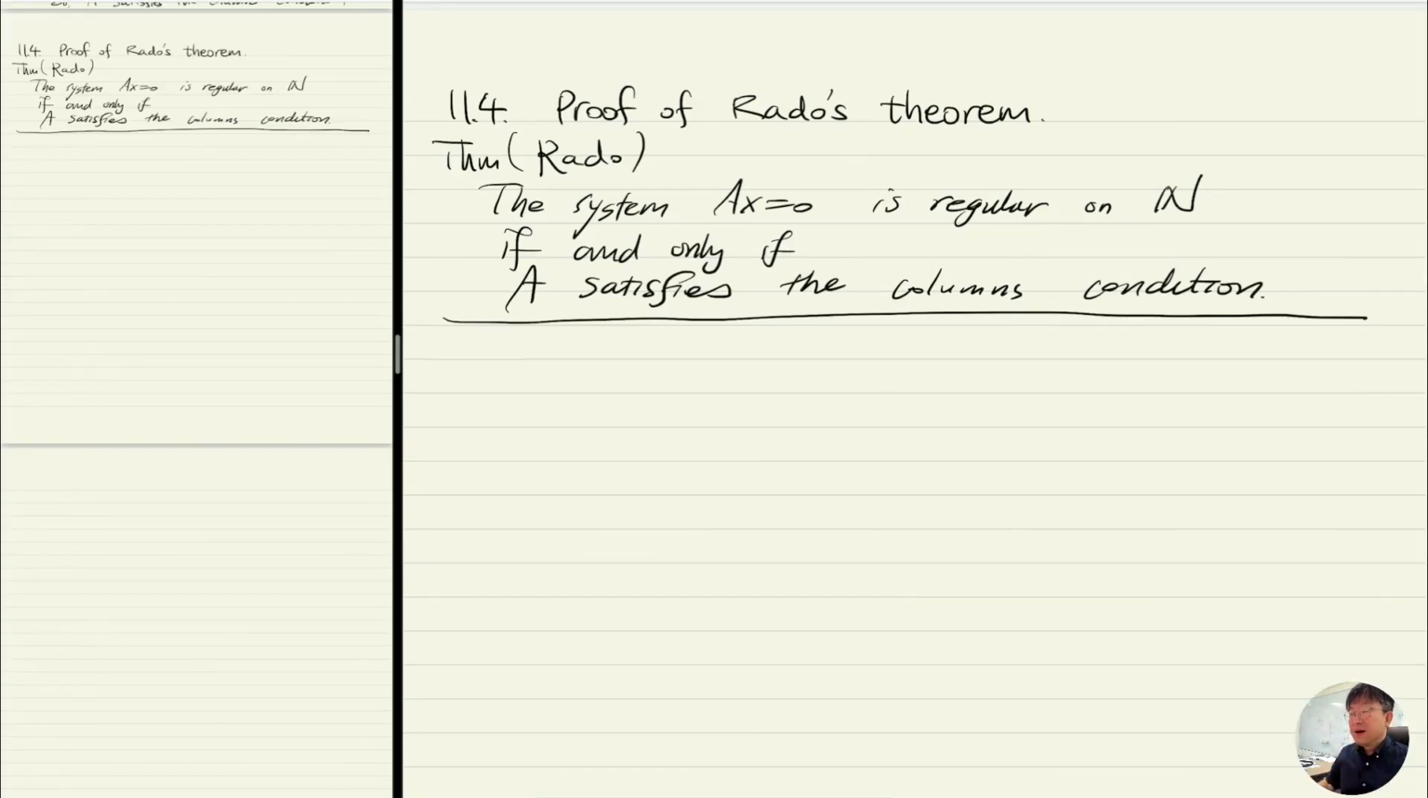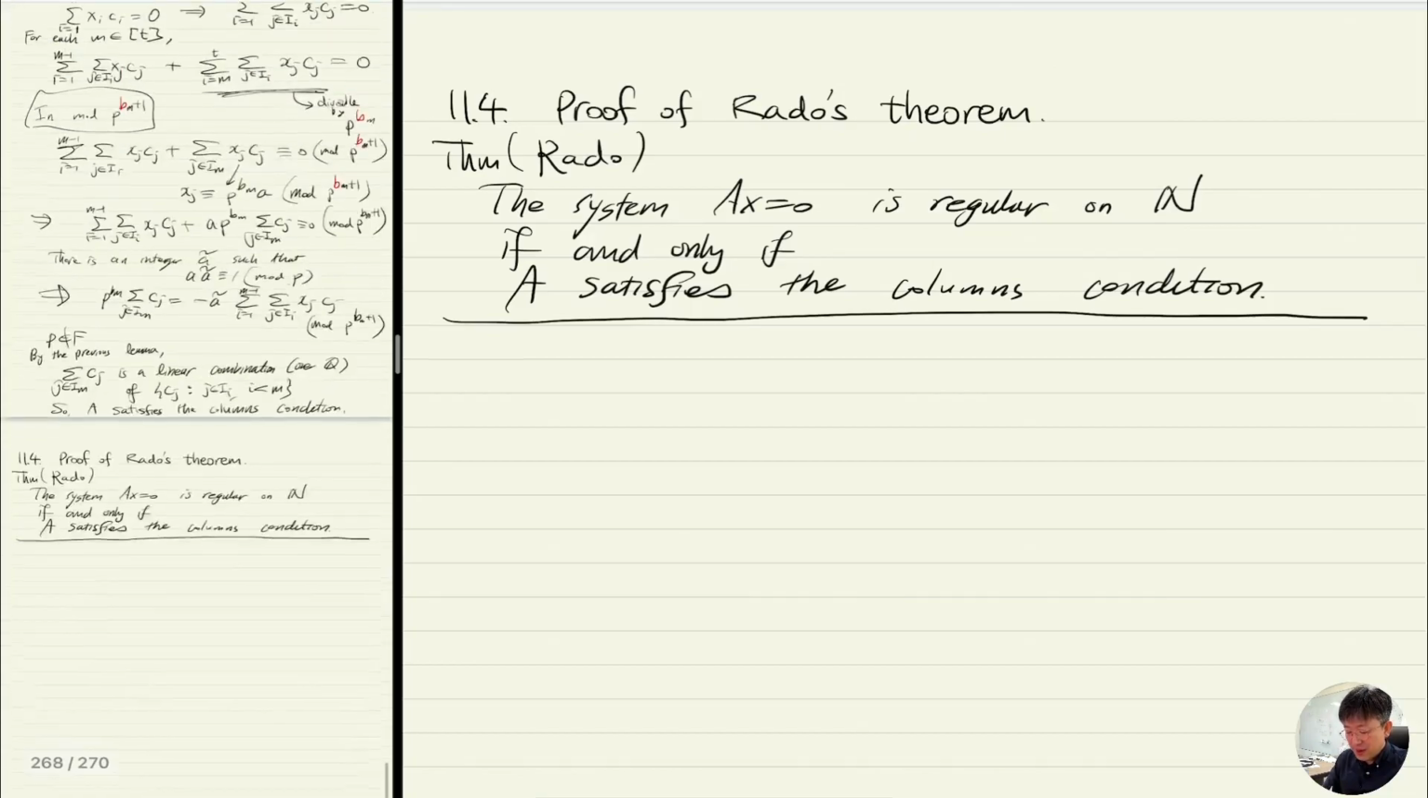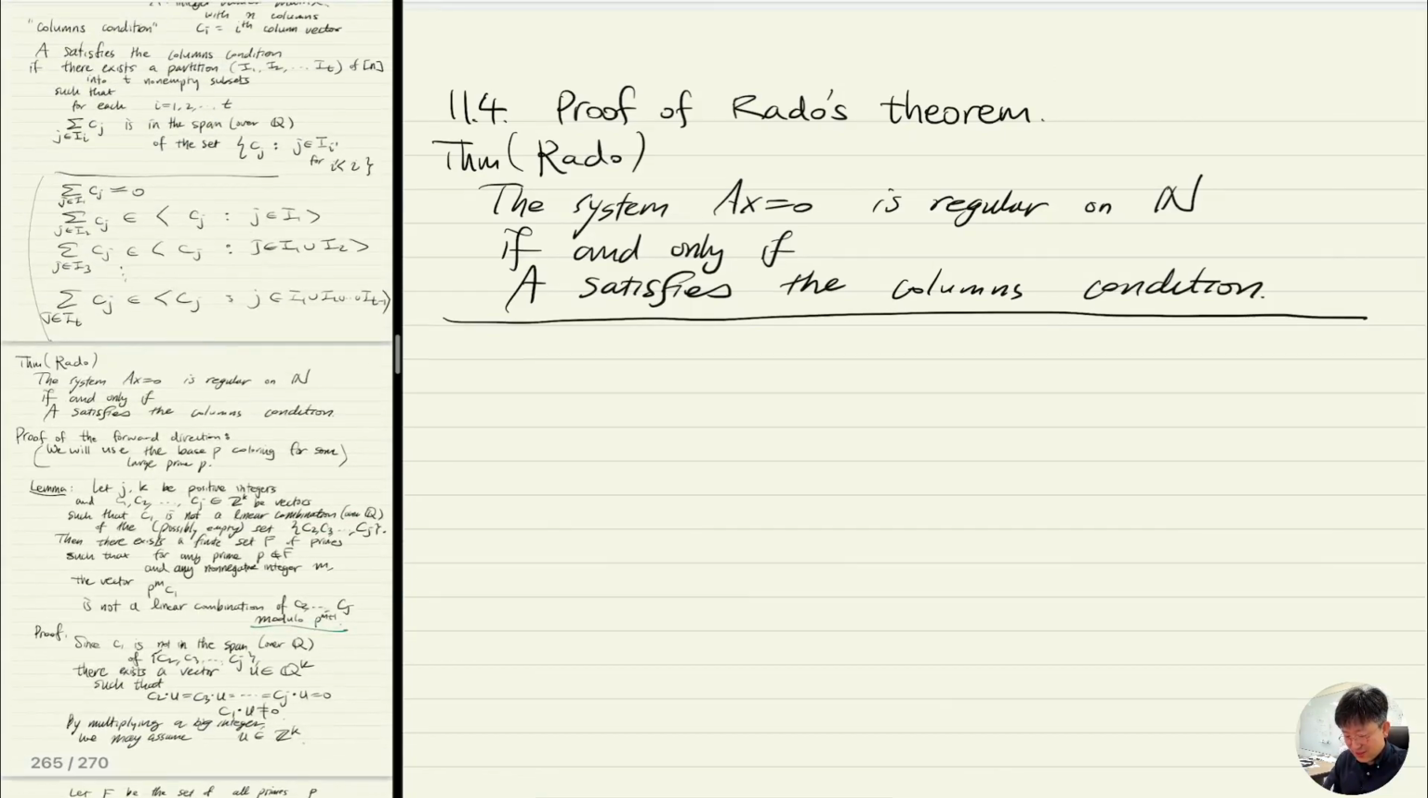So we're going to prove Rado's theorem, which states that the system AX equals 0 is regular on N, which means that no matter how I color the set of positive integers with finitely many colors, there exists a monochromatic solution. This is regular if and only if the matrix A satisfies the columns condition. And let me remind you the columns condition.